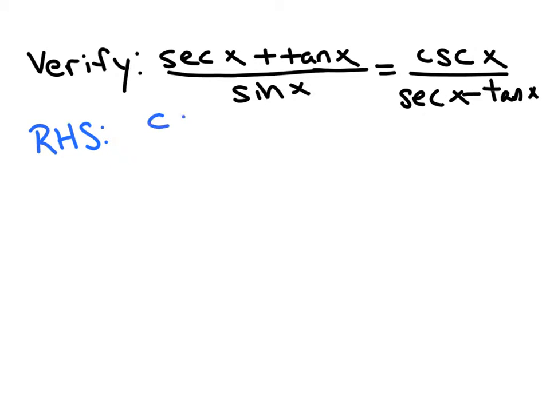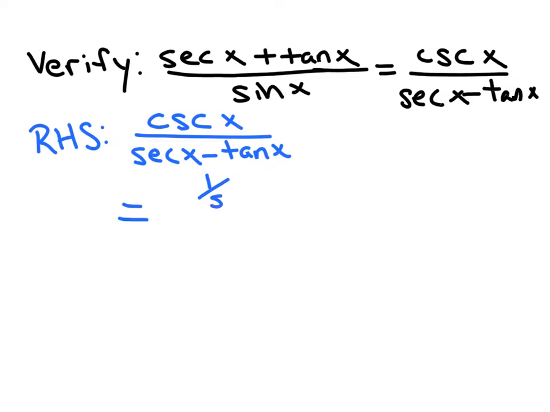So I'm going to start just by copying down the right side here. So cosecant over secant x minus tangent x. And I'd probably start this one the way I start the proofs of a lot of these identities, by rewriting this in terms of sines and cosines. So cosecant is equal to 1 over sine. Secant is equal to 1 over cosine x. And tangent is equal to sine x over cosine x.